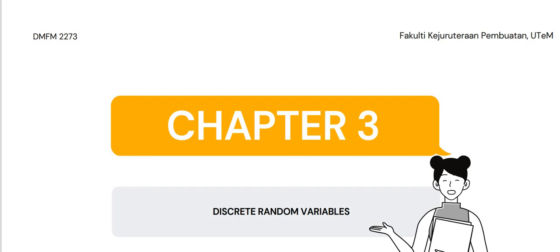Okay, so we already entered a new week, which is now week 4. And for this week, we will enter the new chapter, which is chapter 3. And chapter 3 is about discrete random variables.